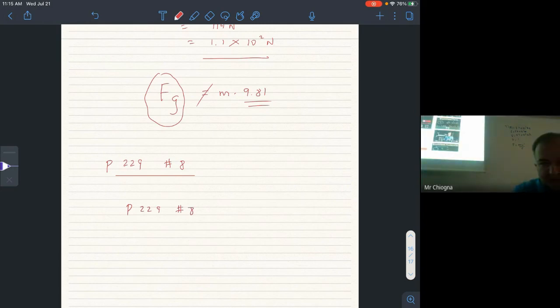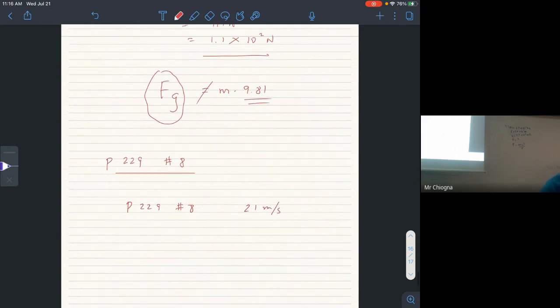Let's look at number 8. I'm just going to give you the answer to it. I'm going to go on to some gravity problems, or at least one gravity problem. Give you the answer to this. The answer to this is 21 meters per second. Yeah, that's what it is.